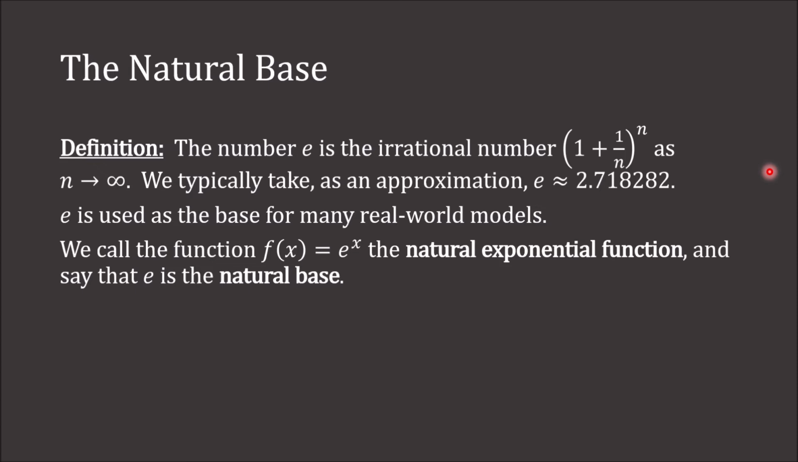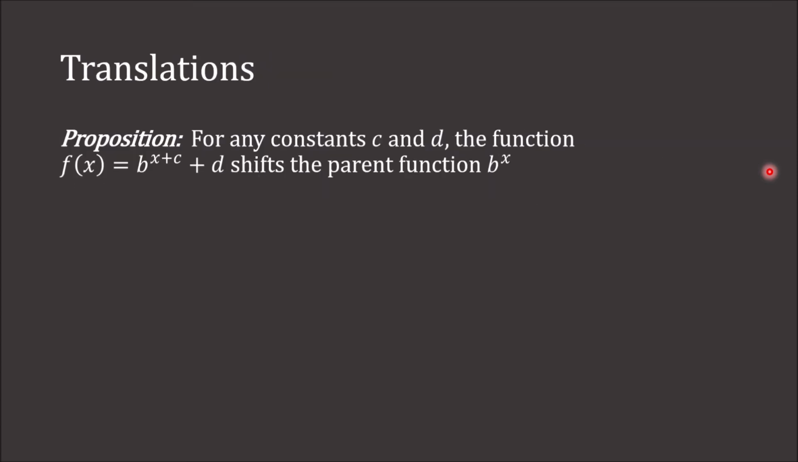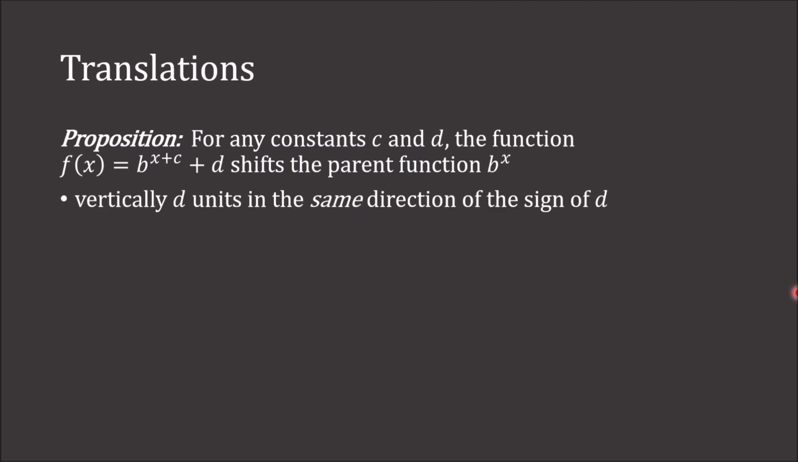All right, we're going to continue studying properties. Basically, we're going to look now at all the transformations. So first, let's look at the translations. For any constants c and d, the function b to the (x plus c), plus d, will shift the parent function b to the x vertically d units in the same direction as the sign of d. So if d is positive, it shifts it upwards. If d is negative, it shifts it downwards.